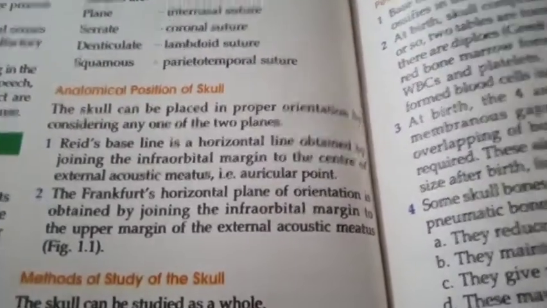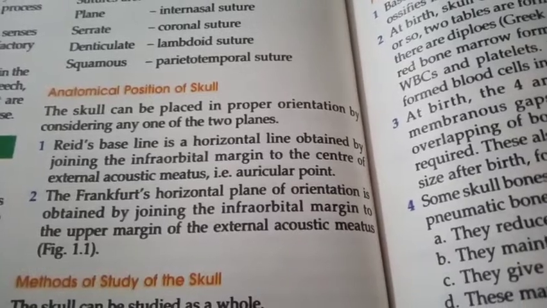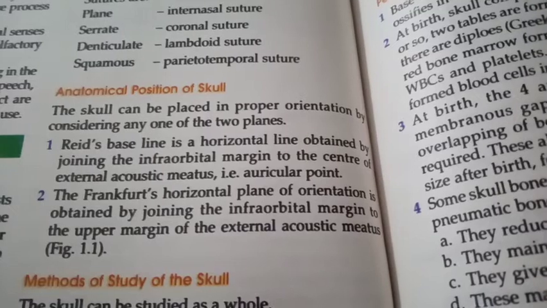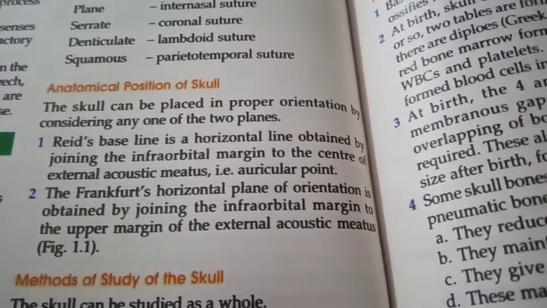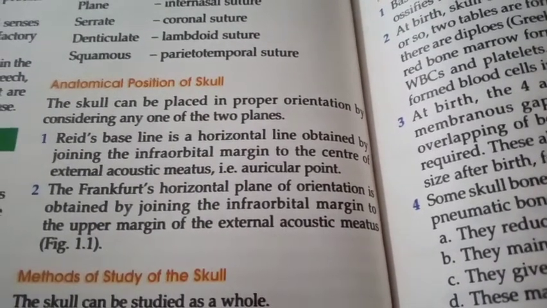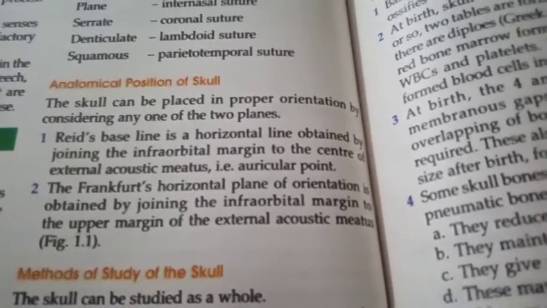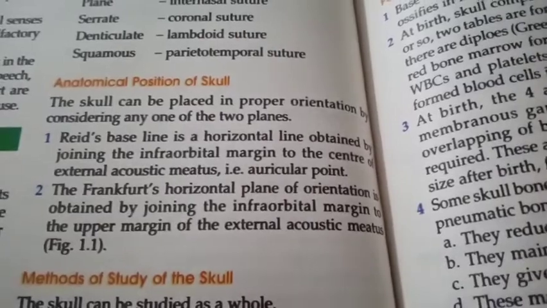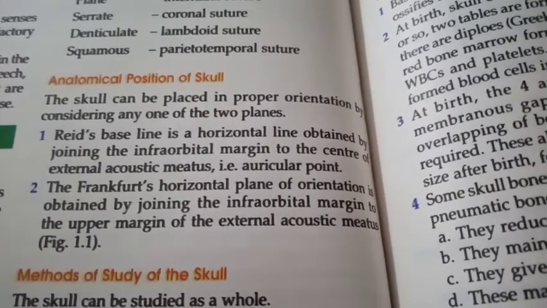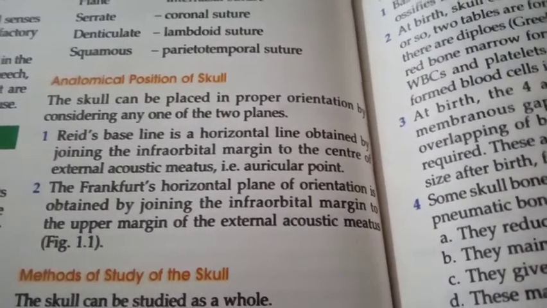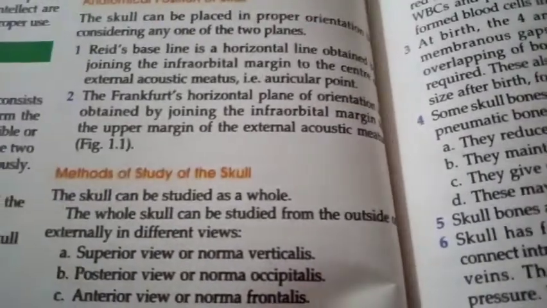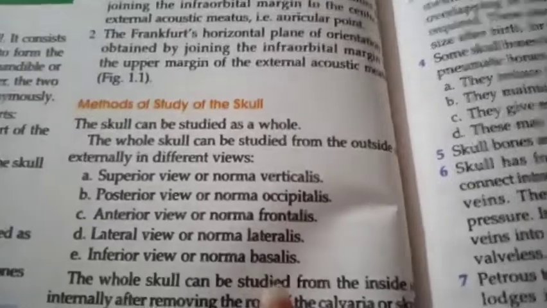In the anatomical position, the skull can be placed in proper orientation by considering any one of two planes. The Reid's base line is a horizontal line obtained by joining the infraorbital margin to the center of the external acoustic meatus. The Frankfurt horizontal plane of orientation is obtained by joining the infraorbital margin to the upper margin of the external acoustic meatus.